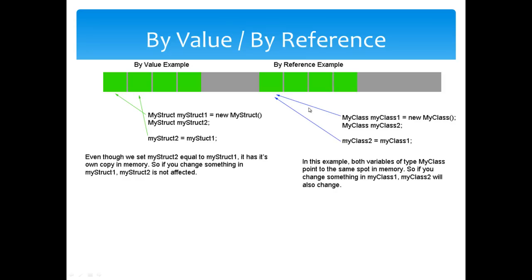Now, if you go to the by reference example here, we're going to use classes. We have kind of the same setup: two different variables of the same type of class, and we do the same thing. We set class2 equal to class1. In this example, if you were to change something in my class2, those changes would also be reflected in my class1, because they are by reference and they both point to the same spot in memory. So no matter what you do, if you change something in class1, it's going to be reflected in class2 and vice versa.